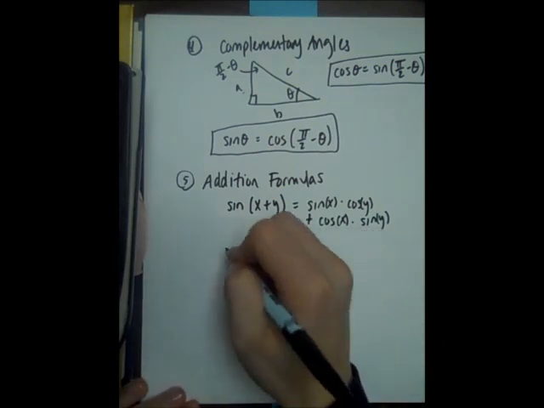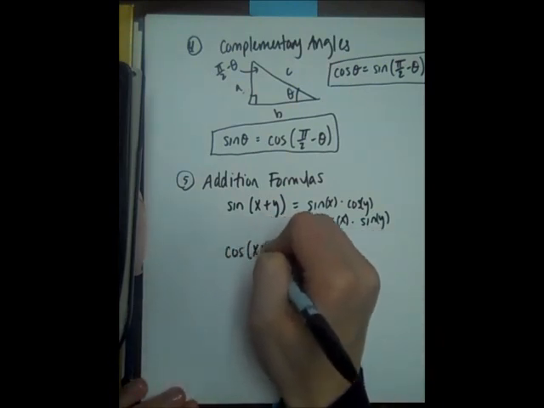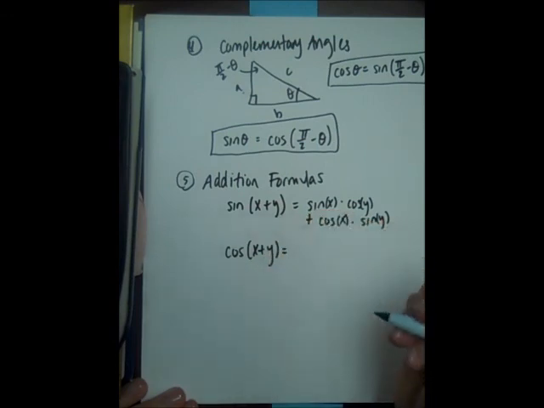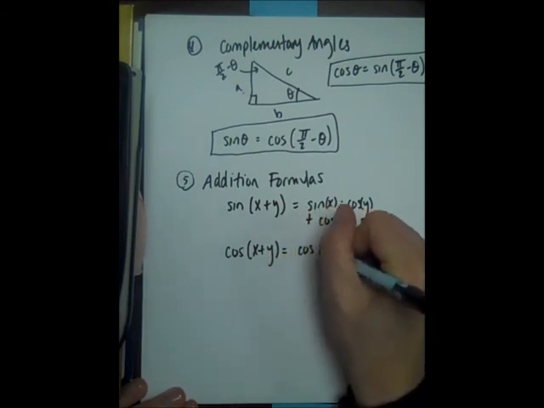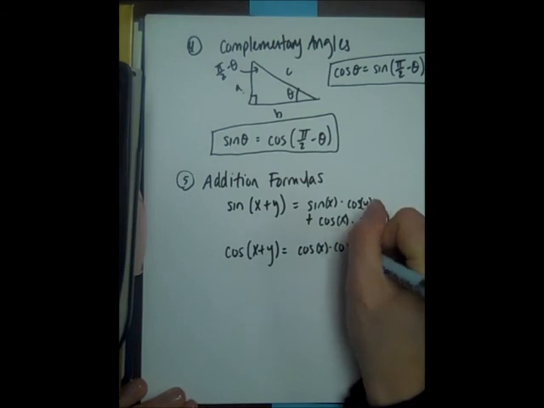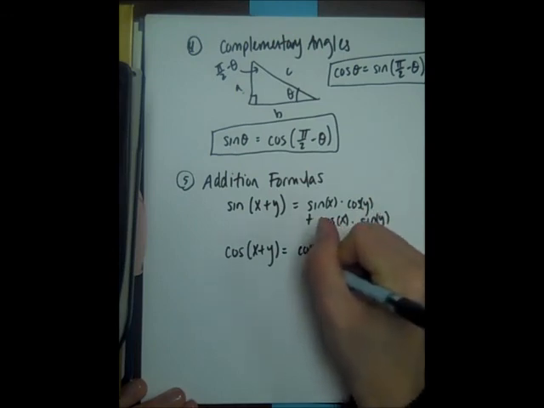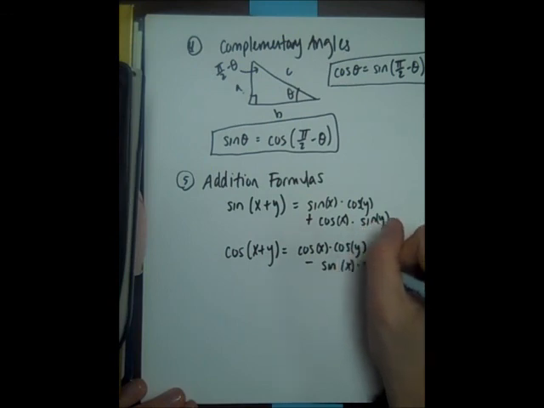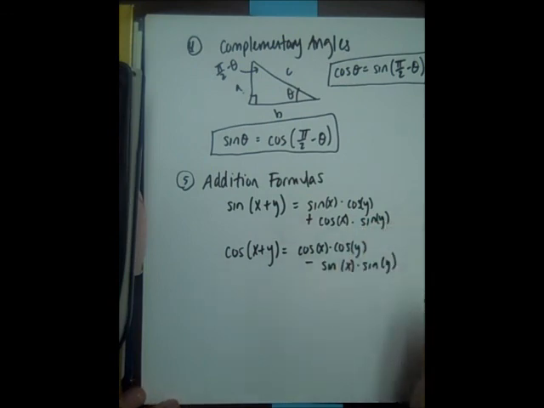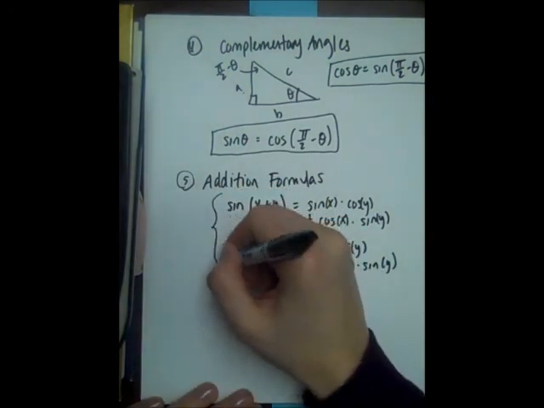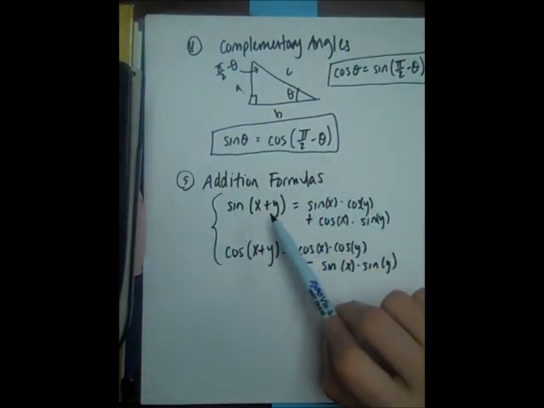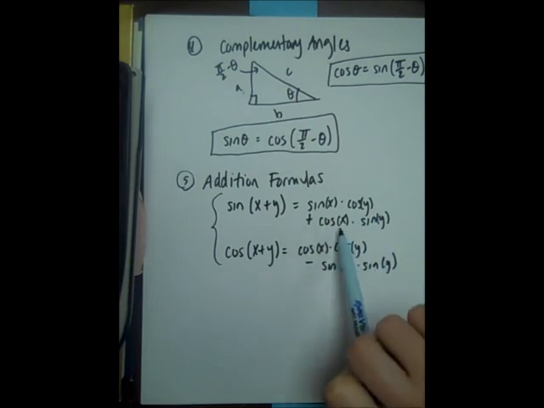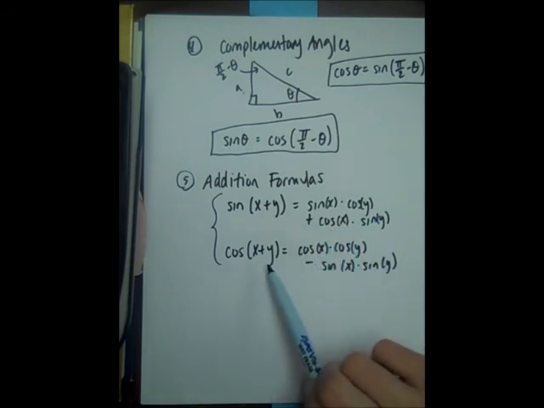Along with that, I could have the corresponding cosine. This one's going to be cosine x times cosine y minus sine of x times sine y. So these are your two addition formulas. If you're saying sine of two things that are being added together, you could reduce it in this form if it's easier. If you have cosine of two things that are being added together, you could reduce it into this form.